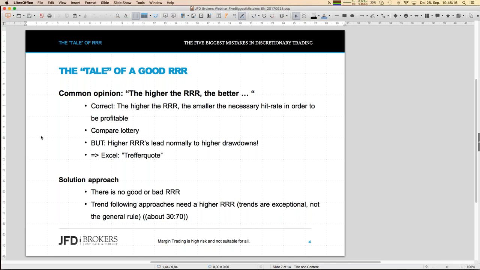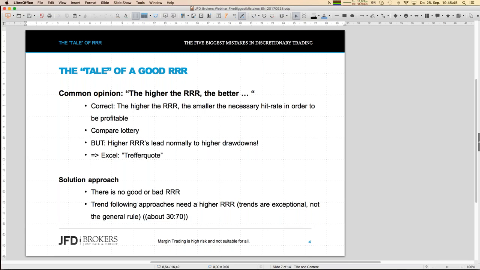Trends, and that is for a trend-following approach, trends are more exceptional than usual in all of our underlyings. So the relation is about 30 to 70. Already that is telling you that you need higher risk-reward ratios because you will not survive. You need those sequences of losses to get from time to time those extraordinary profits.